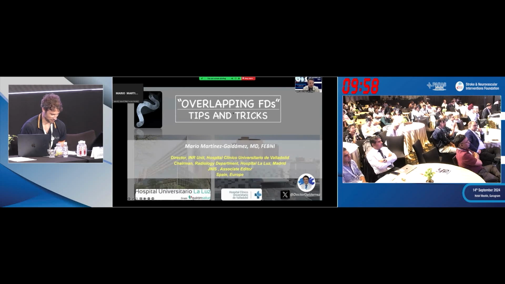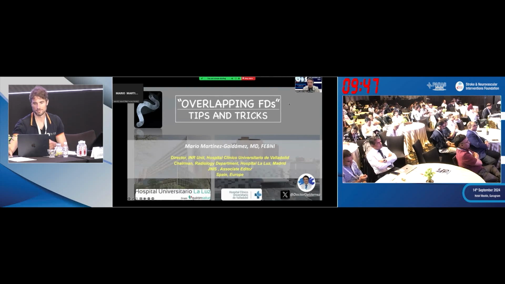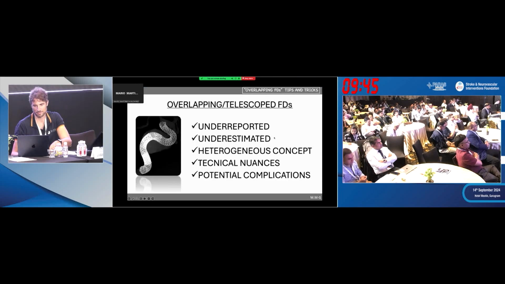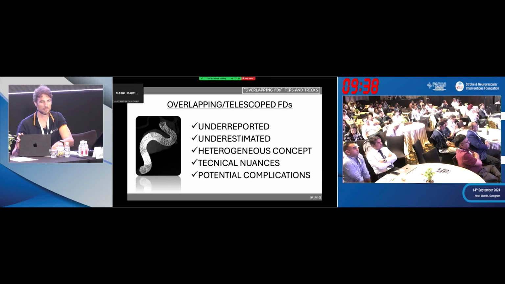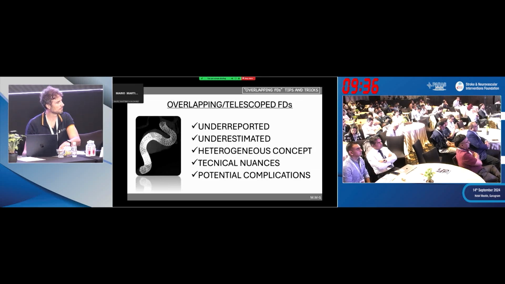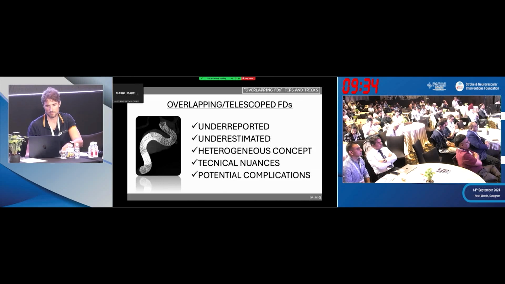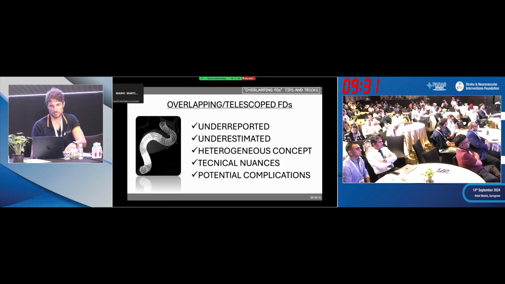Let me show you my opinion about how to size proximal to distal, distal to proximal. There are different topics to remember when talking about overlapping flow diverters. Okay, so let's go. The overlapping or telescoping, as you may call it, is underreported and underestimated. Nobody talks specifically about this. I reviewed all the trials, and there are some technical concepts, but it's not well estimated.